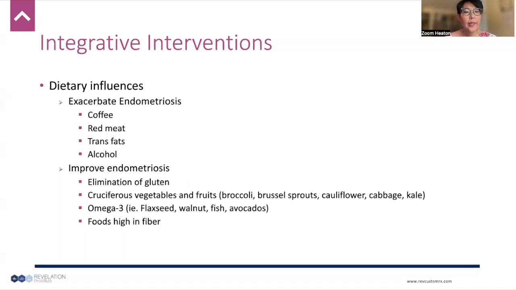So, some dietary influences. There are foods that exacerbate endometriosis, like coffee, red meat, trans fats, and alcohol, while eliminating gluten, eating more cruciferous vegetables and fruits like broccoli, Brussels sprouts, cauliflower, cabbage, and kale, with the omega-3s like flaxseed, walnut, fish, and avocados, and foods that are high in fiber all improve endometriosis.